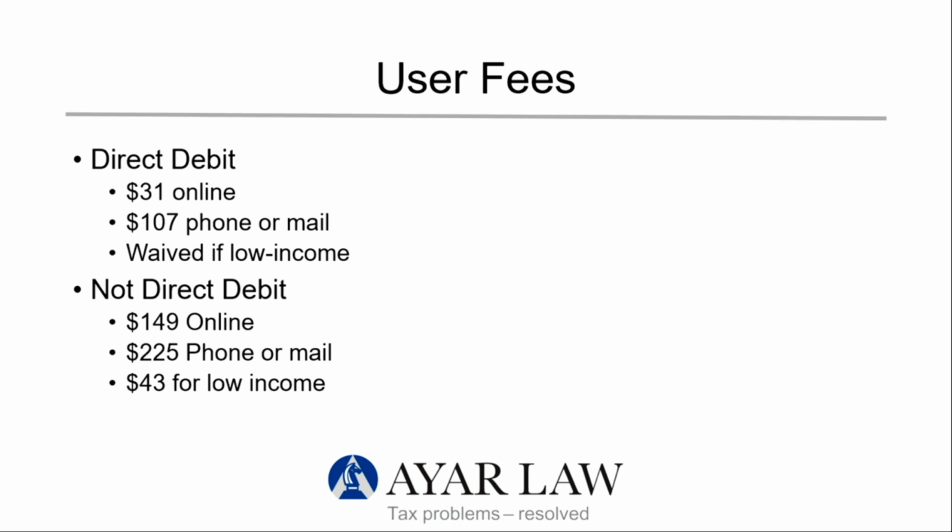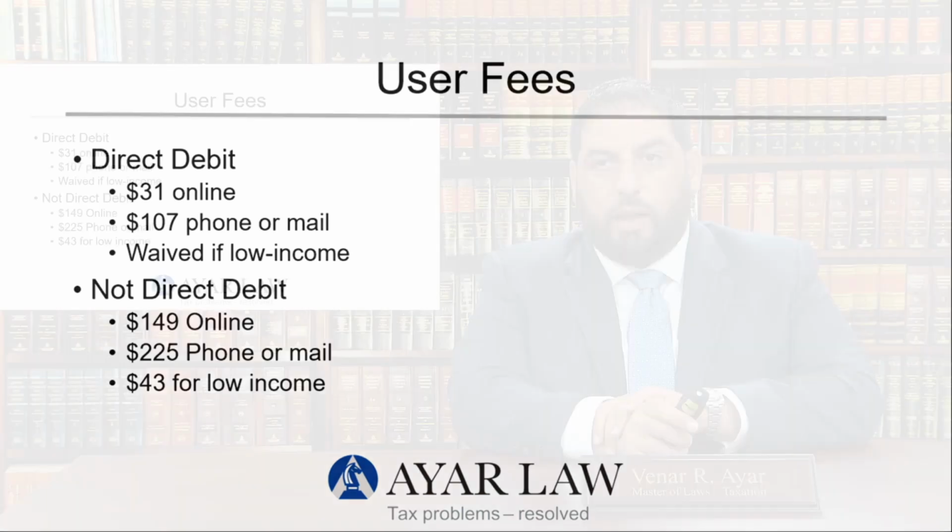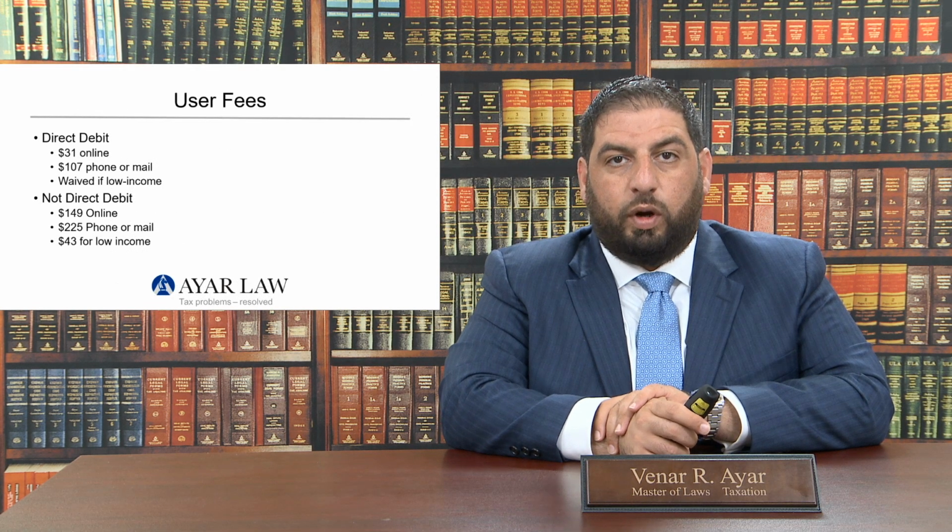If you're non-direct debit, you want to make your payments by check, then it's a $149 fee to make the request online, $225 if you do it over the phone or by mail, or if you're low income, it's reduced to $43 for a non-direct debit installment agreement. So this is what an installment agreement looks like.